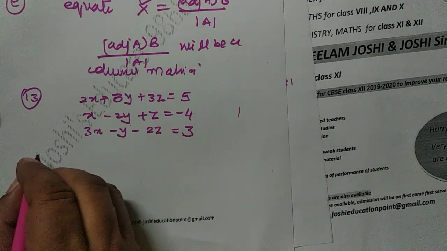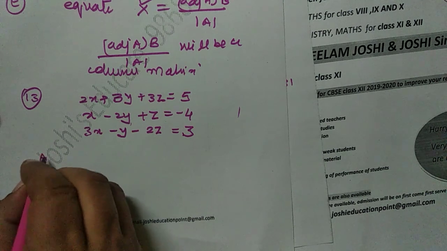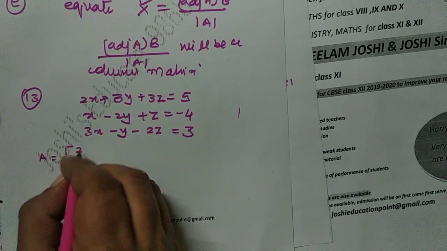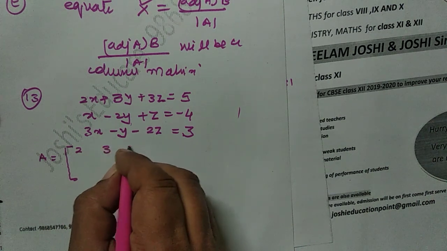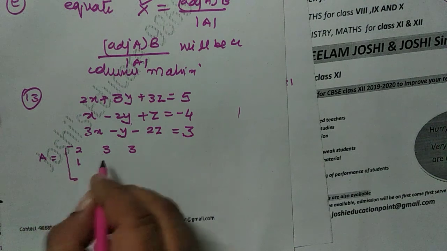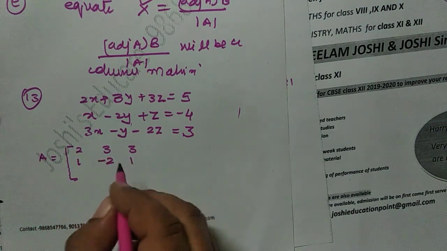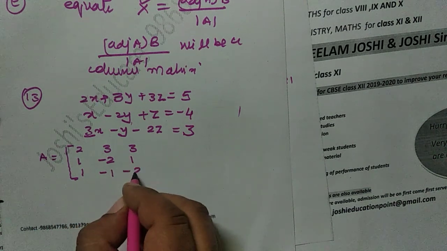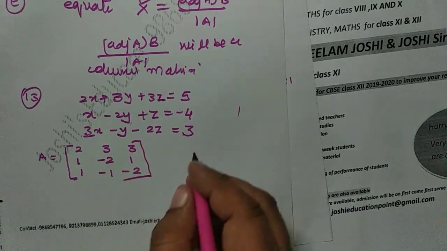As I explained, my first step is find A. So what is A? It is the matrix of the coefficients of x, y and z. So in the first equation I have taken the coefficients. Now in the second equation, coefficients of x, y, z. Now in the third equation, coefficients of x, y, z. So I got the value of matrix A.